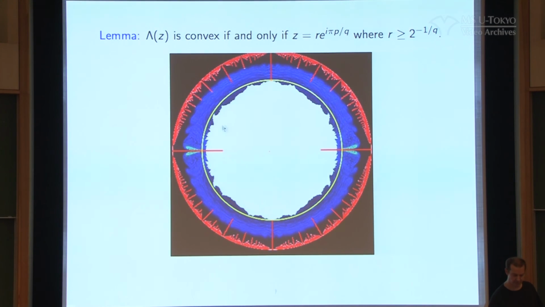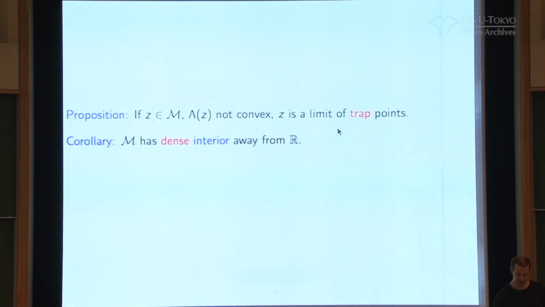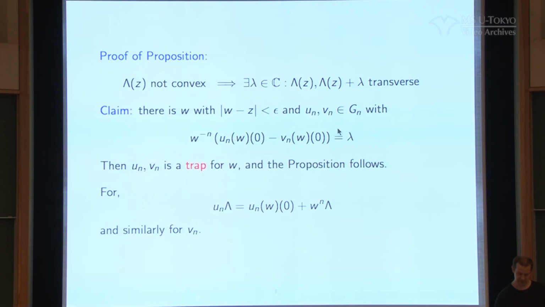So that means that for the sake of proving this conjecture, we can restrict ourselves to values of z for which the limit set is non-convex. So now the limit set is non-convex. We know that there's some possible vector lambda such that if we took two copies of our limit set and translated them, they would intersect in the correct way and prove we had a trap. So here's a little argument to show that we can find some traps.